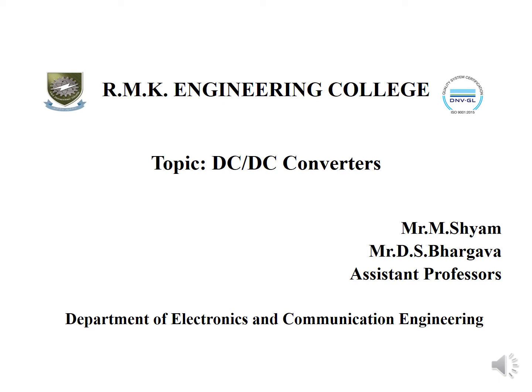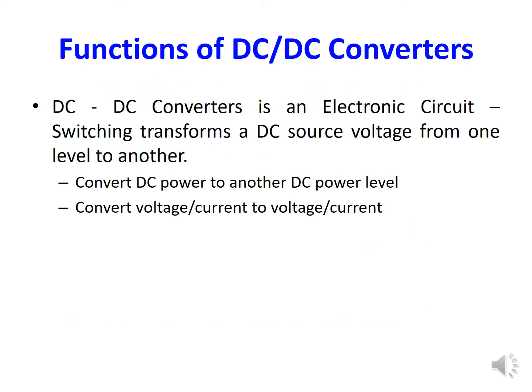Today we are going to discuss DC to DC converters. First, let me start with functions of DC to DC converters. A DC to DC converter is an electronic circuit which helps in transforming DC source voltage from one level to another level.